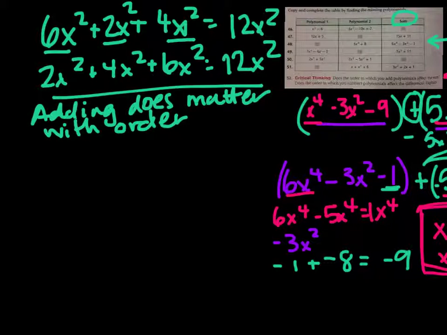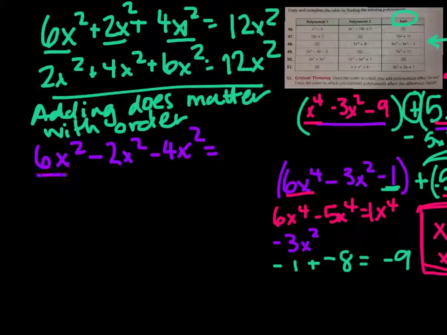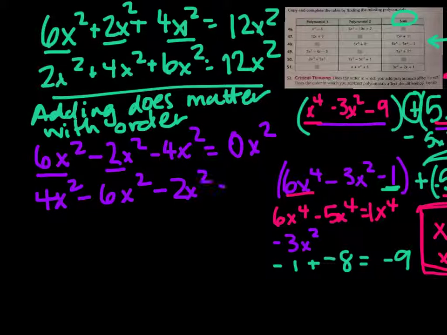Now let's see if we can use those same polynomials and do subtraction in any order. So 6x squared minus 2x squared minus 4x squared. Let's see, 6x squared minus 2 is going to be 4, minus 4 is 0x squared. Let's see if we end up getting something different. What if I said 4x squared minus 6x squared minus 2x squared? So I'm just putting these numbers in a different order. So 4x squared minus 6x squared, that's negative 2, minus 2 is negative 4x squared.